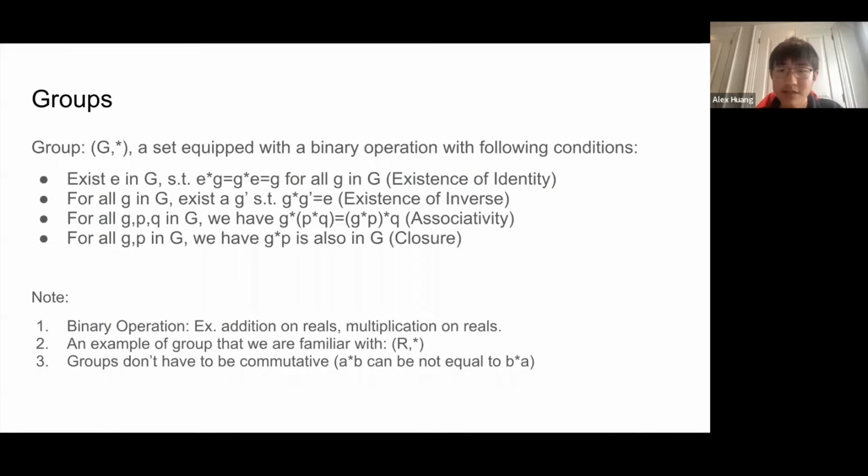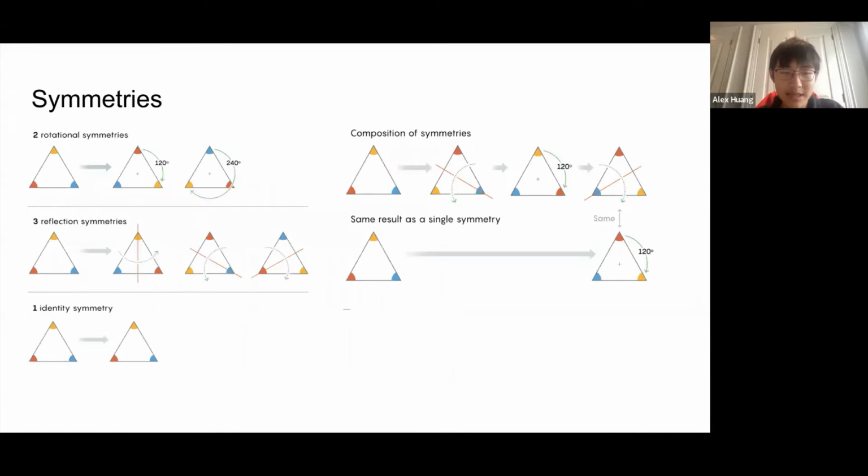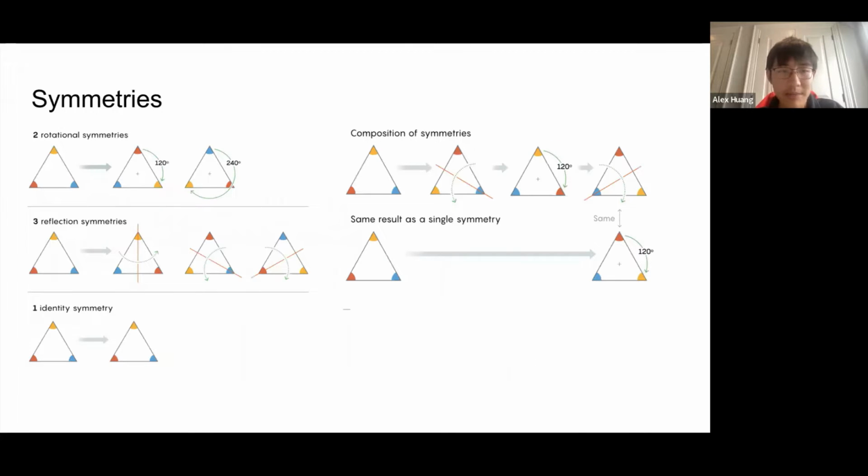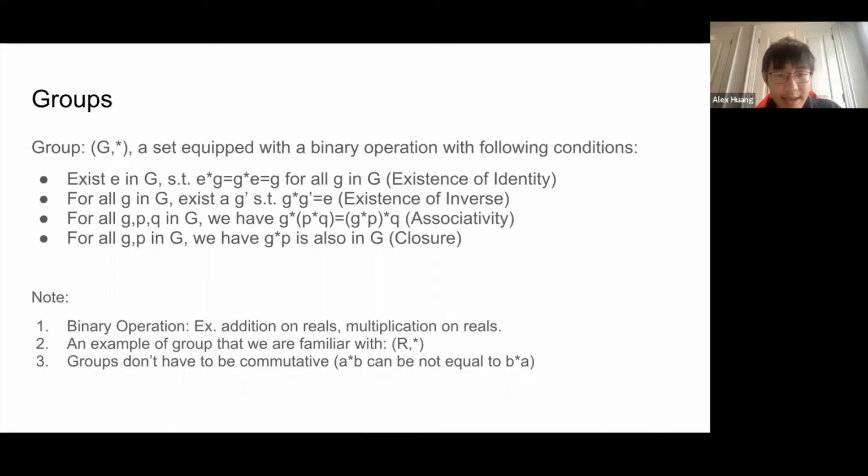For example, the existence of identity is just the identity symmetry. And the existence of the inverse: for example, if you rotate this triangle by 120 degrees clockwise, you can undo this action by rotating the triangle by 240 degrees clockwise. So the inverse also exists. And associativity, you can check it out.